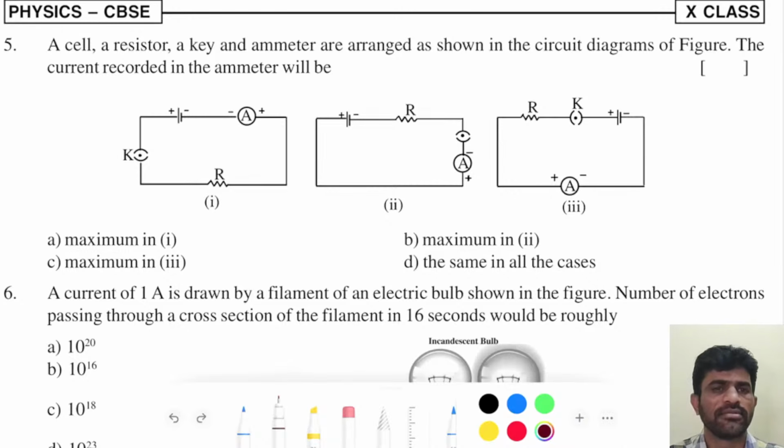In which case the current recorded in the circuit will be maximum or minimum? Lena is correct. It is same in all the cases because resistance is same and there is no potential difference given. Resistance is only one. In all the cases it is connected in series only. So it is going to be same in all the cases. Resistance is same in all the 4 cases. So option D is correct.